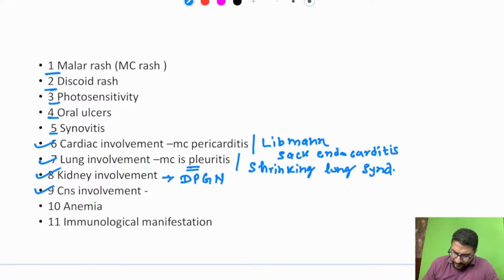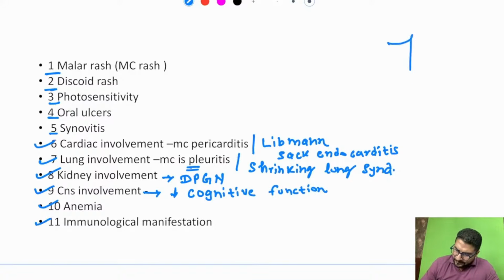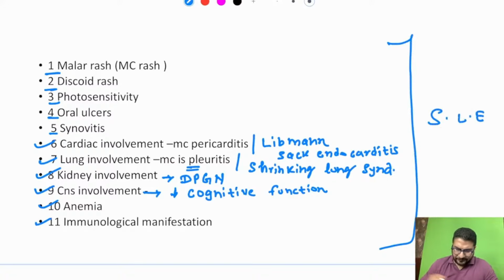Then you can see CNS involvement, anemia. In CNS, most common will be decline in cognitive function. Then the patient can develop immunological manifestations. So these are all the features, all the MCQs of systemic lupus erythematosus.